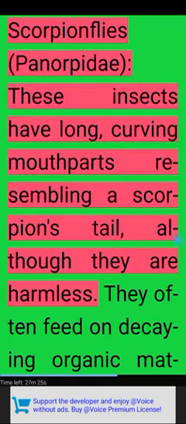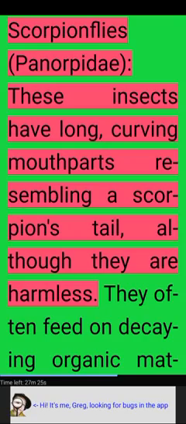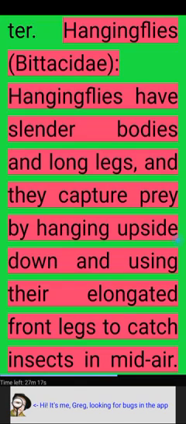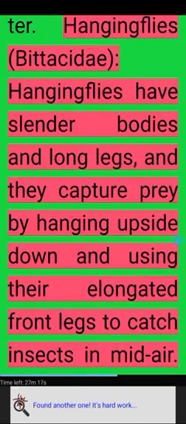Examples. Scorpionflies, Panorpidae. These insects have long, curving mouthparts resembling a scorpion's tail, although they are harmless. They often feed on decaying organic matter. Hanging flies, Bittacidae. Hanging flies have slender bodies and long legs, and they capture prey by hanging upside down and using their elongated front legs to catch insects in midair.